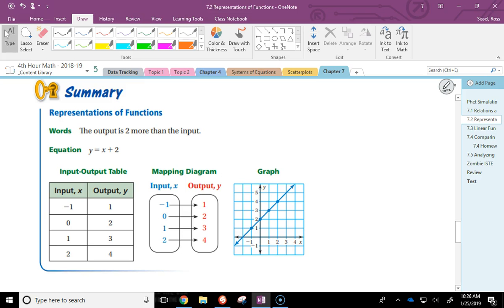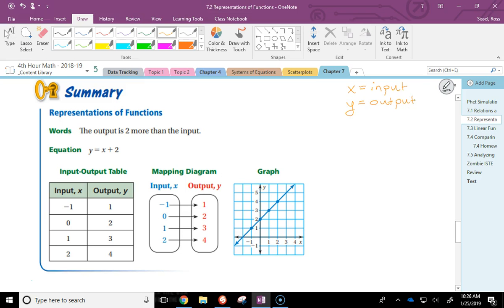Biggest thing is the summary: representations of a function. We have 5 ways we can show a function. 1, we can just put it in words. The output is 2 more than the input. That's our function. The output is 2 more, which means to add 2 to my input. The equation we could write would have been y equals x plus 2. Remember, x is your input, y is output.